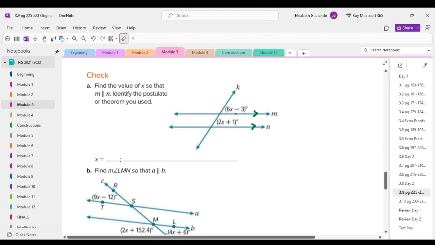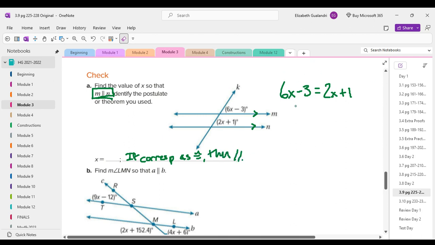So if I look at these two angles, both are corresponding angles. And so I know that corresponding angles, 6x minus 3, are equal to each other. So I'm going to say equal to 2x plus 1. So here, my reason is going to be that if the value of x so that m is parallel to n, so if corresponding angles are congruent. The reason I'm doing that is because it's saying find the value of x so that this is the case. So that's the conclusion right there, that m is parallel to n. So if corresponding angles are congruent, then we have parallel lines here.